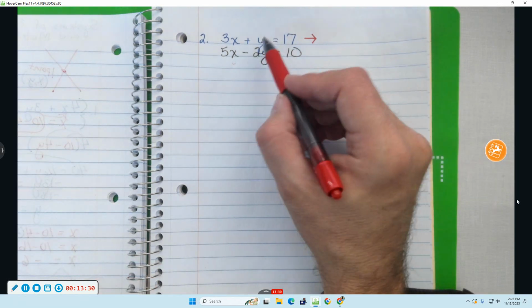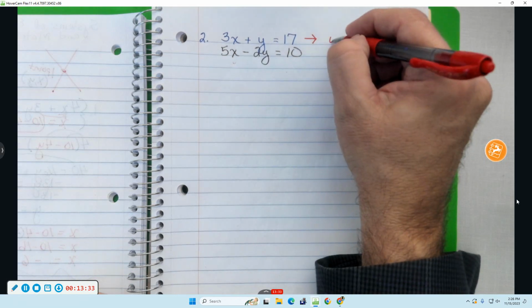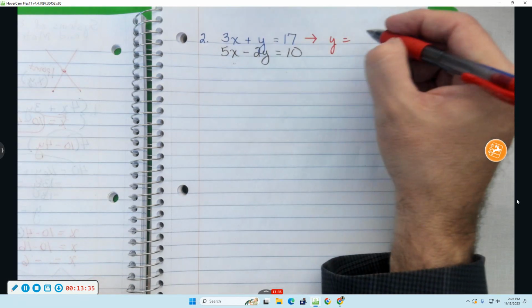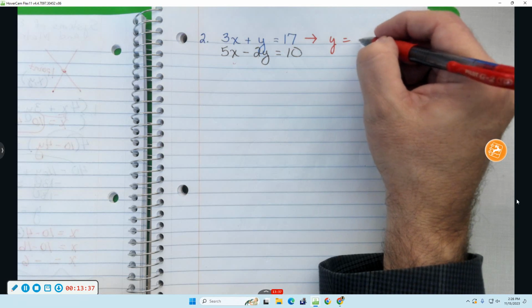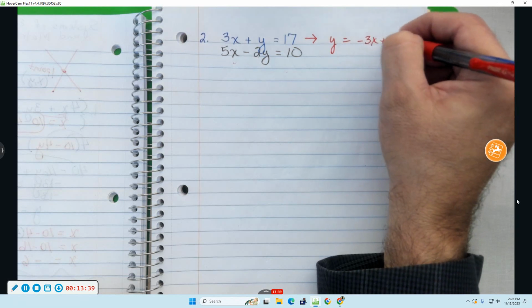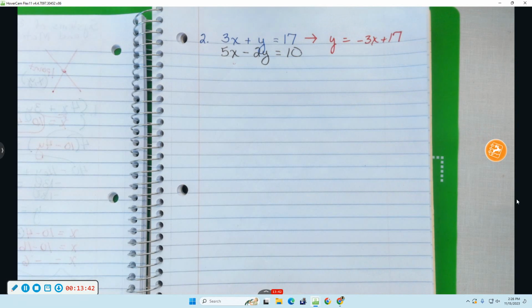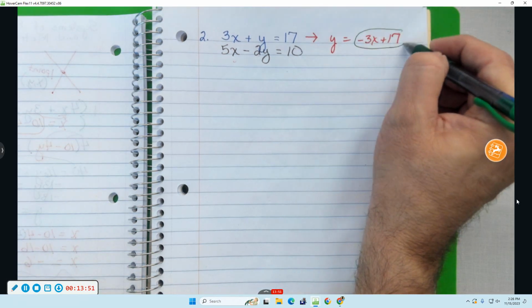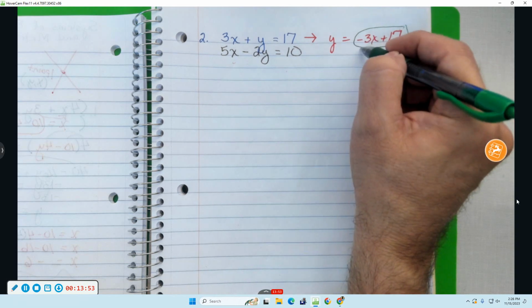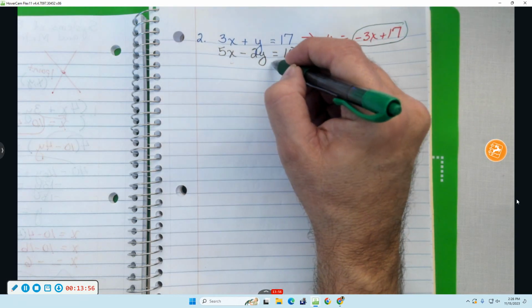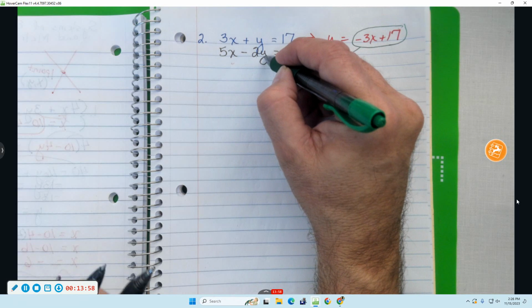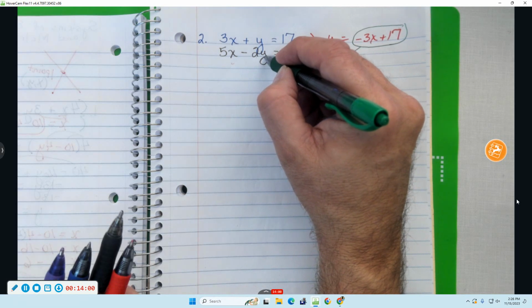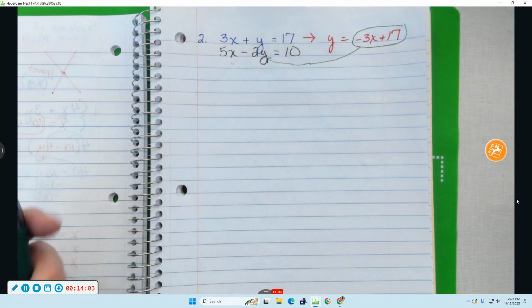Substitution. Use another method. So I'm going to get this y by itself by moving the 3x. So I would have y equals -3x plus 17. And now I'll start doing that substitution. Since it says y equals, I'll plug it in for this black y right here. Are y'all caught up?